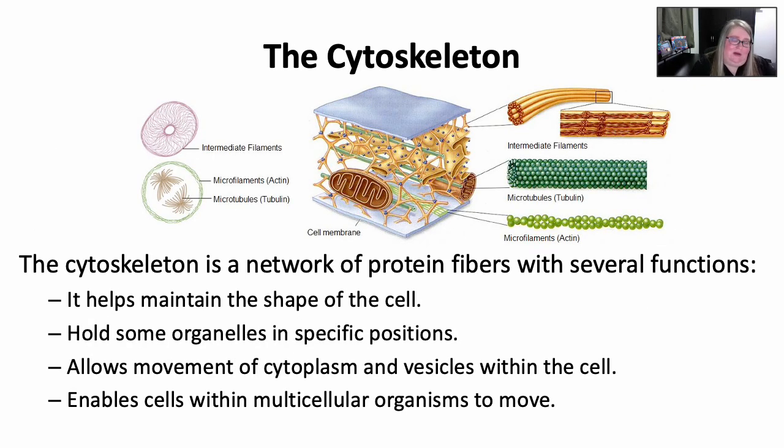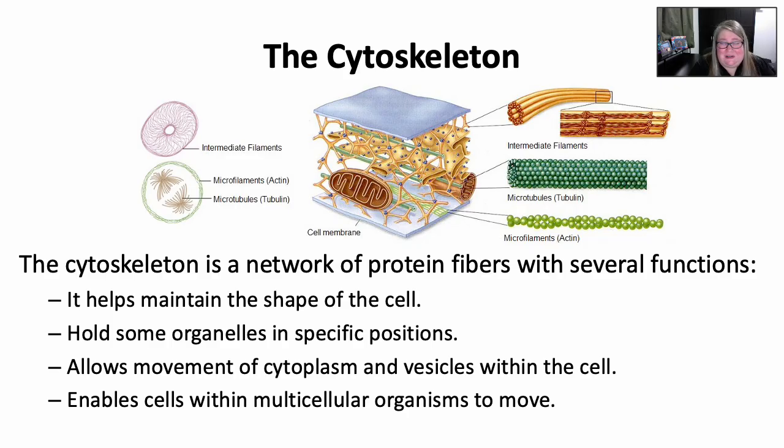Okay, the last thing we're going to talk about in this chapter is the last organelle that we're going to talk about, and that is something called the cytoskeleton, so the skeleton of the cell. So the cytoskeleton of eukaryotic cells is made from protein fibers. Now, the cytoskeleton has several functions. It's going to help maintain the shape of the cell, a lot like the plasma membrane. It's going to hold organelles in specific positions. So the nucleus is usually going to be mostly at the center of the cell. Okay, so the nuclear envelope and the cytoskeleton are going to hold that into place. The cytoskeleton is going to allow for the movement of cytoplasm and vesicles within the cell.